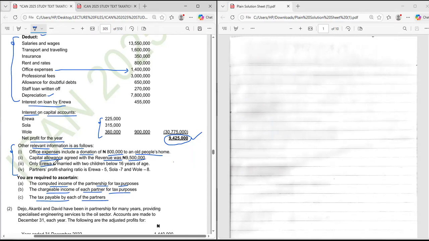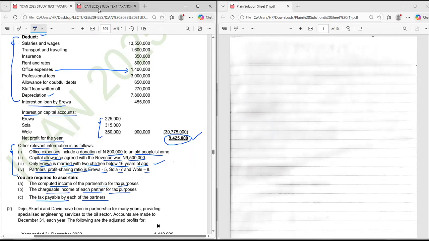Then it said only Erewa is married with 2 children below 16 years of age. On a normal day this does not concern me. I've told you before, CRA will cover for it, consolidated relief allowance. Then the partners' profit sharing ratio is Erewa 5, Shola 7, and Wole 8. That's their profit sharing ratio, 5:7:8.